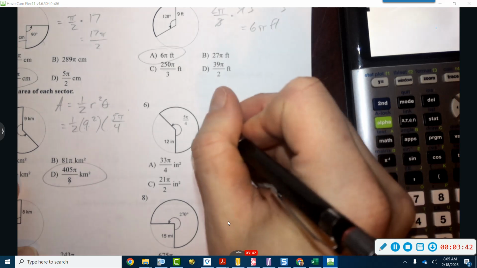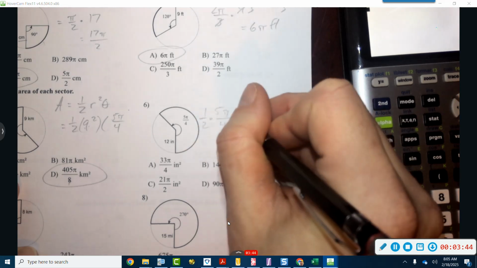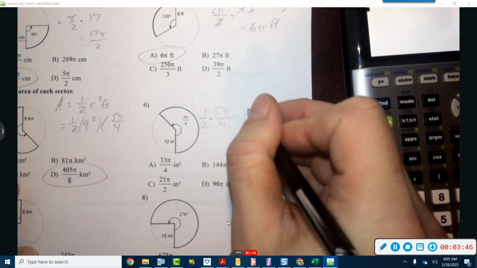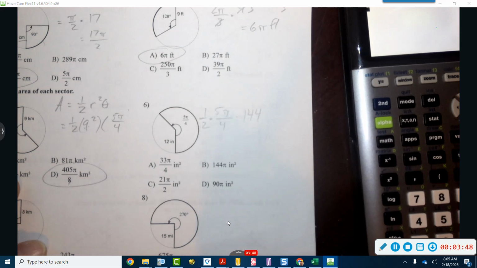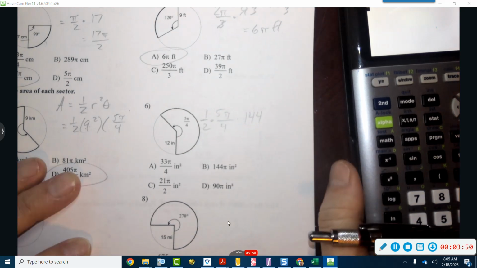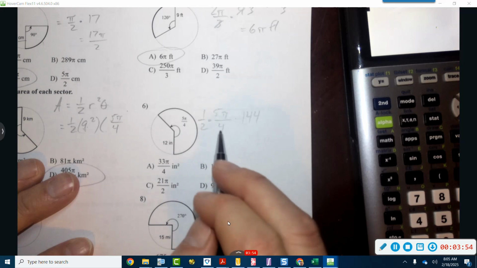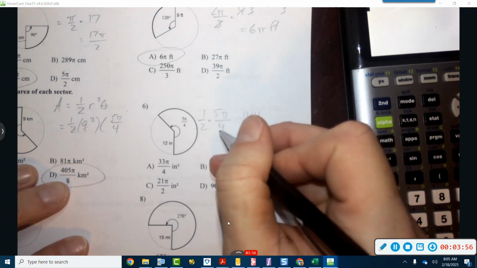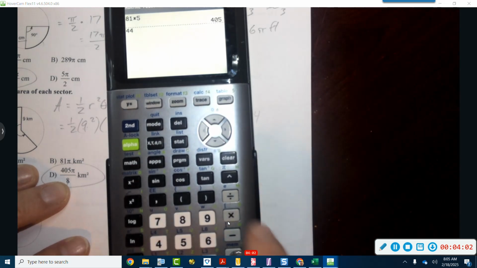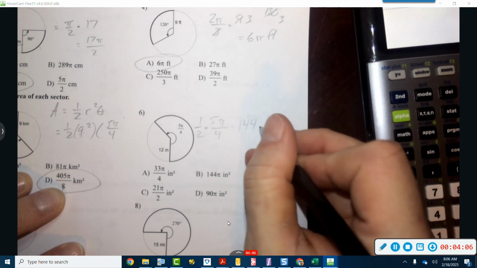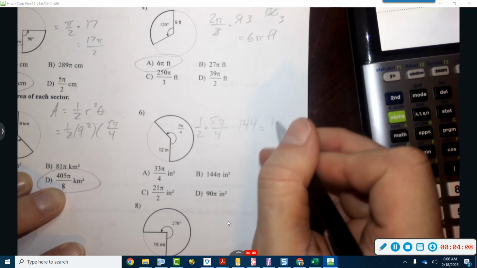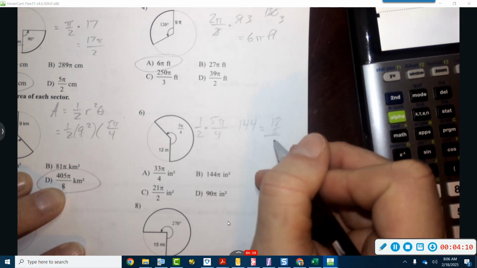This guy over here, 5 pi over 4. Don't forget, 1/2. And then the radius squared, which is 144. Okay. So 144 times 5. Let's see, 4 will go into 144 for sure. Does 8? 8 does. So 8 goes into 144 18 times. So that's 18 times 5. And what is that? 90.